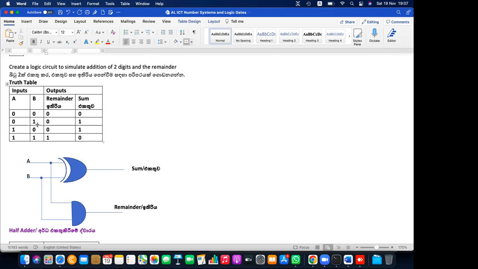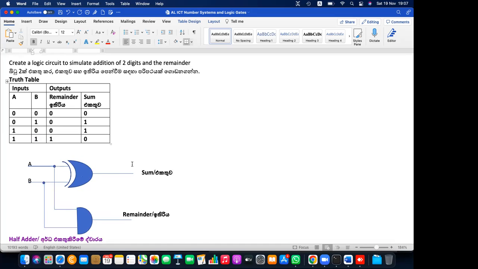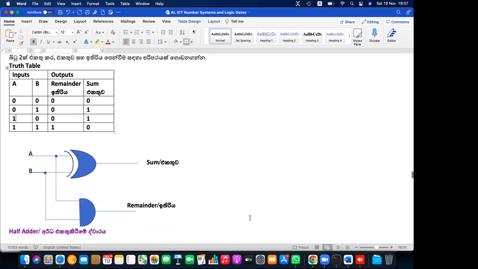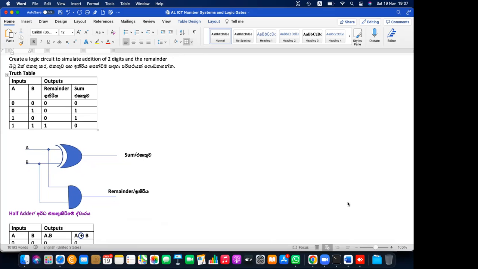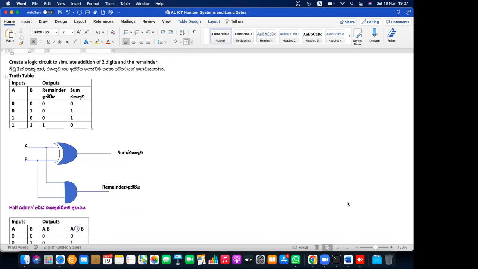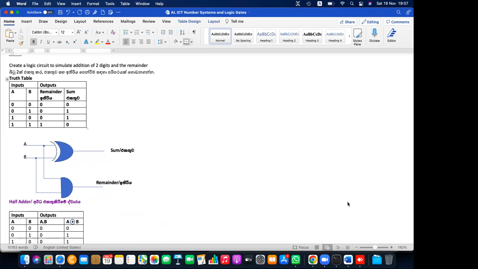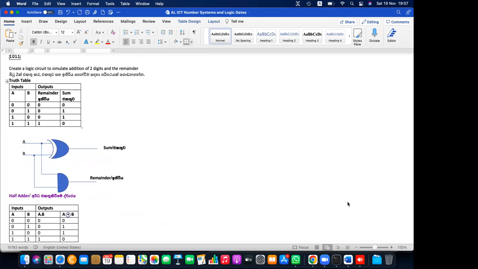Here actually you can see odd number of 1s produce 1. Odd number of 1s produce 1 means that is an XOR gate. So the sum can be taken using an XOR gate, then the remainder can be taken using an AND gate. And this is called a half adder. The reason is you can add 2 digits, but not more than that. Let me give an example for this. Why is this called a half adder?